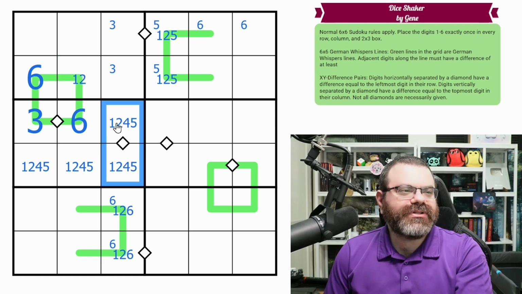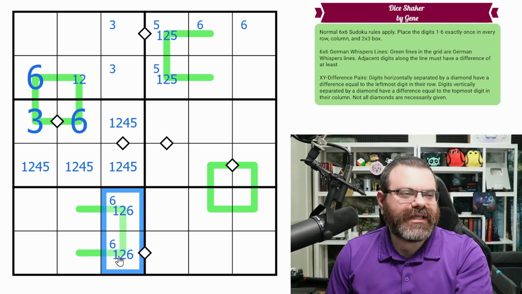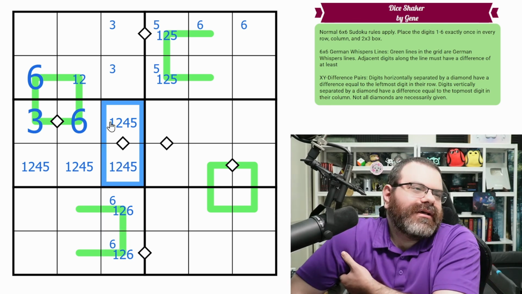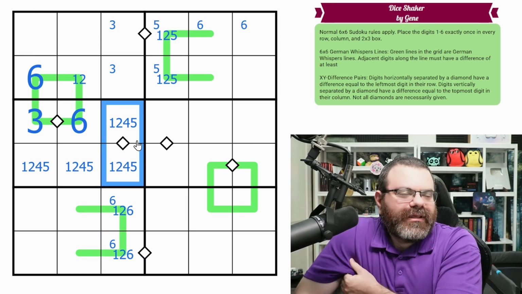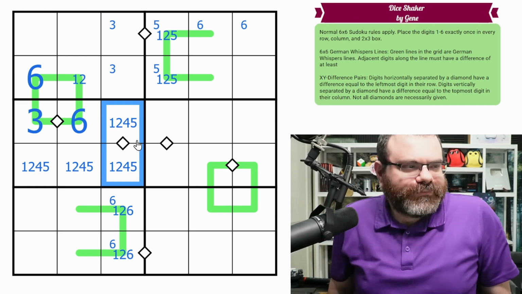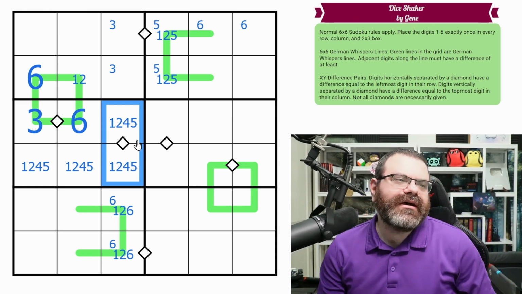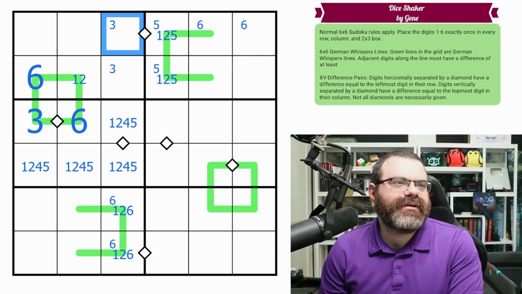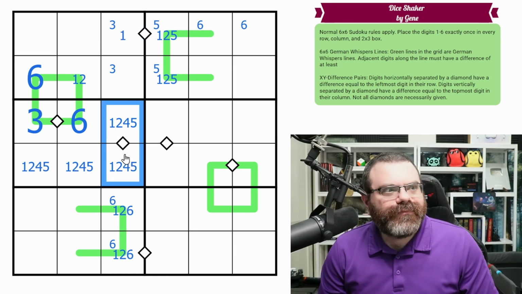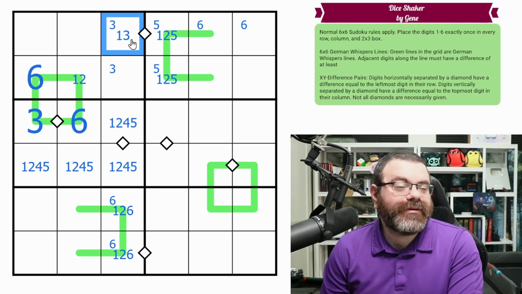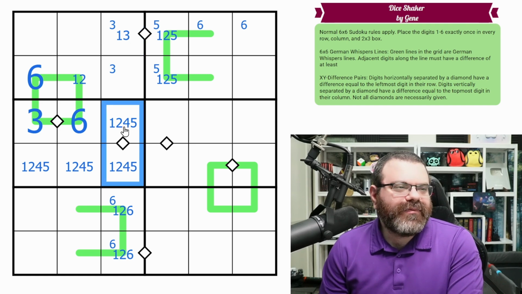We can't do 1, 2. 1, 2 doesn't work because that would make both of these 6. Could we do 4, 5? I don't see why not. So 4, 5 would put a 1 here. What about 1, 4? 1, 4 seems okay. That would put a 3 here. Okay, what about 1, 5? Okay, that would put a 4 here.